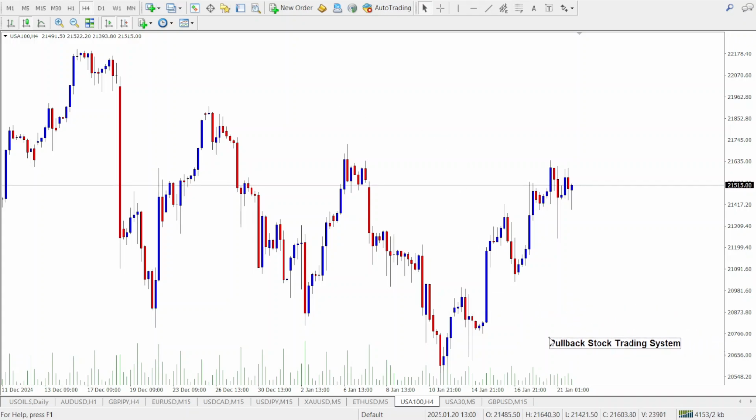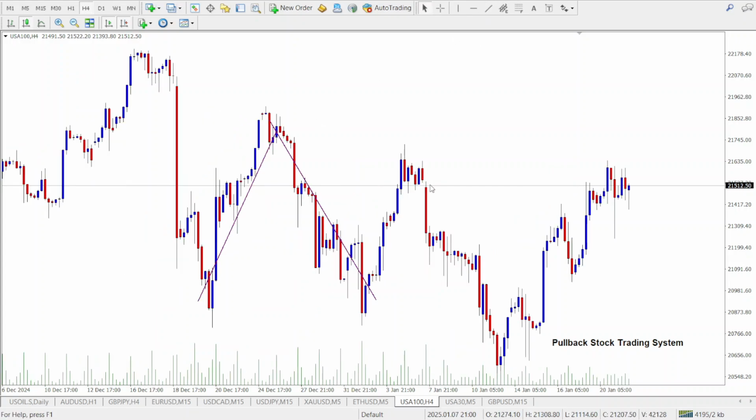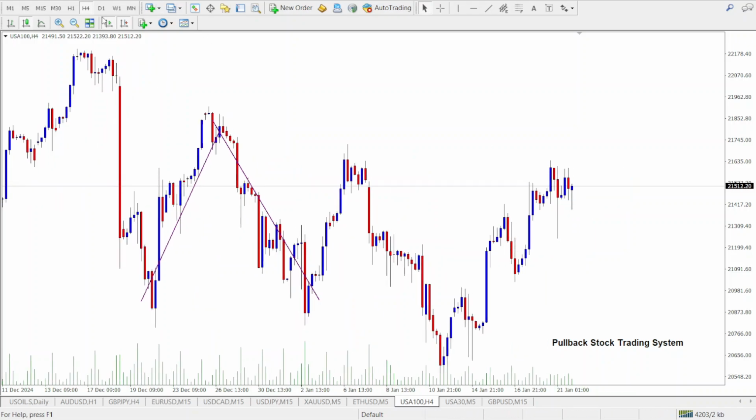Now, the beauty of this system is that it works in both uptrends and downtrends. So whether it is an uptrend or a downtrend, you can catch good moves with this trading system. It's especially helpful for avoiding impulsive entries and waiting for confirmation of trend continuations. Pullbacks are key moments in the market.